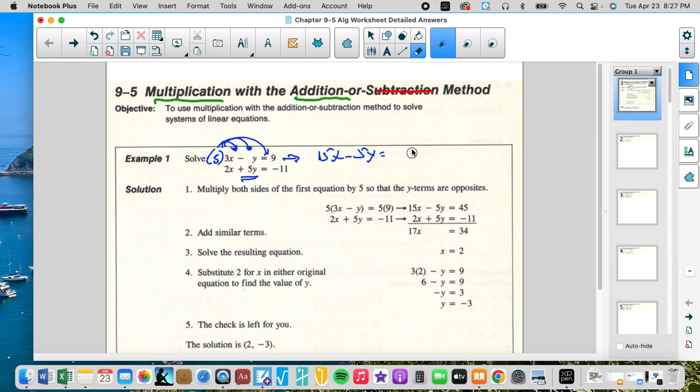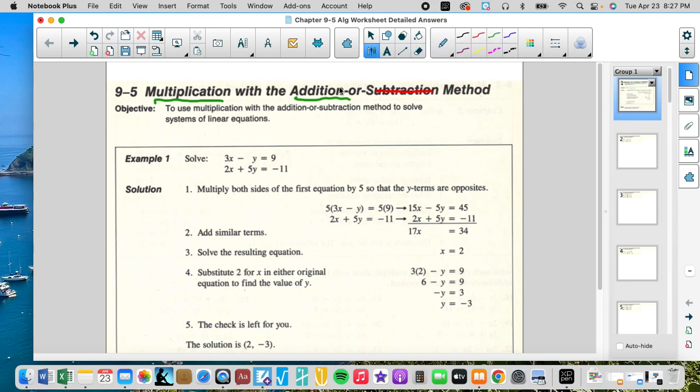If we wanted to cancel out the x's, we're going to have to manipulate both of the equations. So if we wanted to get rid of the x's, they need to be opposite, so we have to find a multiple. So I would multiply that by 2 and this by -3. So we would get 6x minus 2y equals 18, and then we'd have -6x minus 15y equals positive 33. And these would cancel, we'd have 17y, etc., and we get the solution.